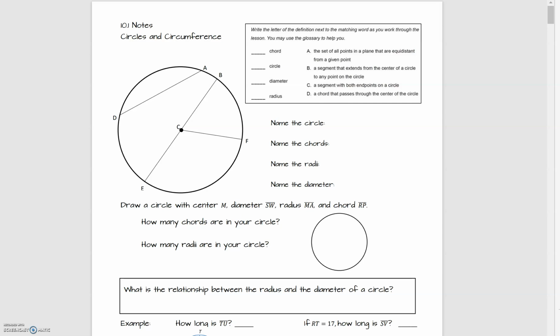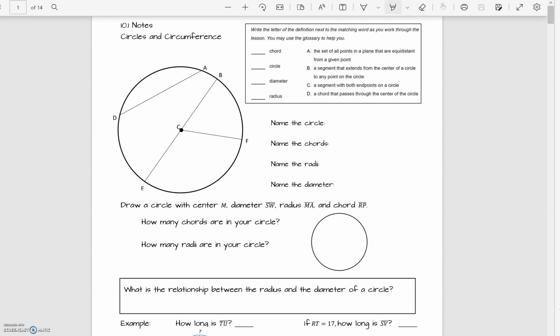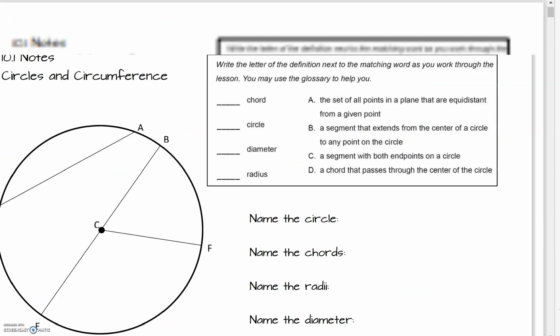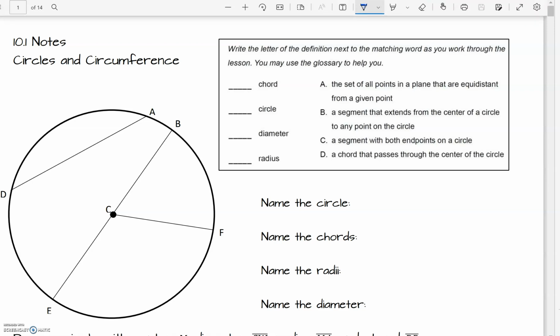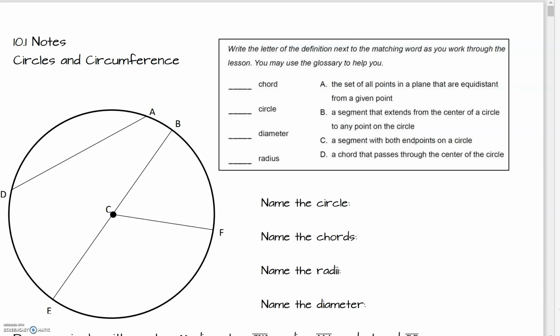In this lesson, we're going to talk a lot about the vocabulary in circles as well as some circumference, which you have seen in the past. But our first little bit here is some vocab, and we have the word chord. Chord is an example on this picture here of DA, segment DA, where it is a segment with both endpoints on the circle.